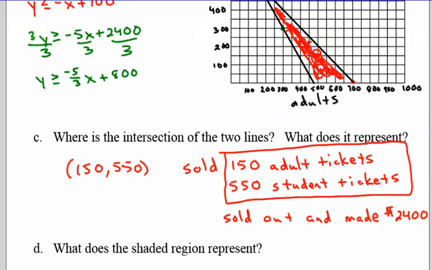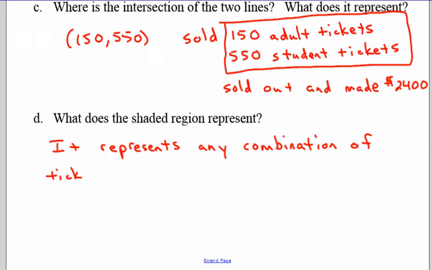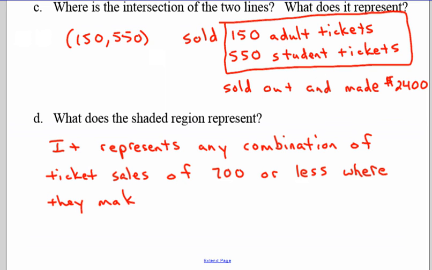Now, what does the shaded region represent? The shaded region represents any combination of ticket sales of 700 or less, where they make $2,400 or more.